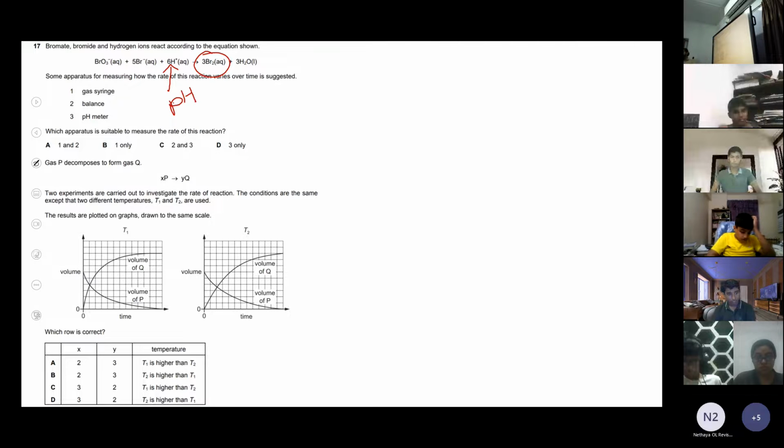But anyway, you can see H plus is there. EH is there. And there is no gas produced, so nothing to do with the balance. Because the total mass has to be constant because nothing is going out and nothing is coming in. Thereby, this reaction can be only followed by what? pH meter. There is no gas to measure with the syringe.